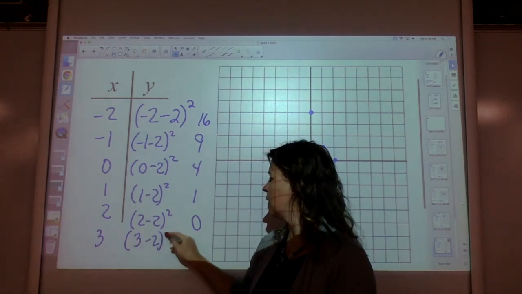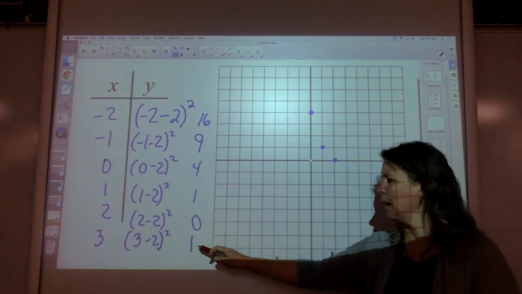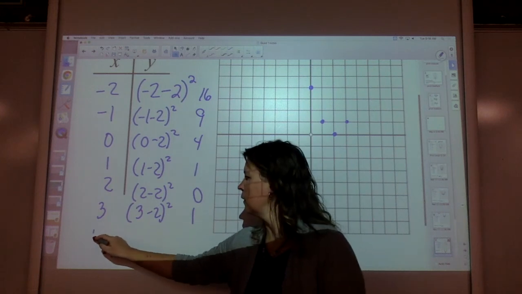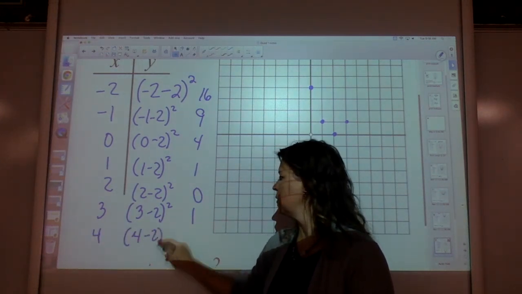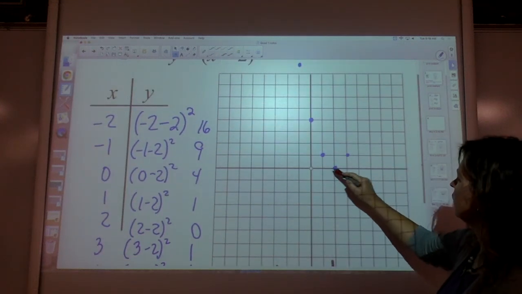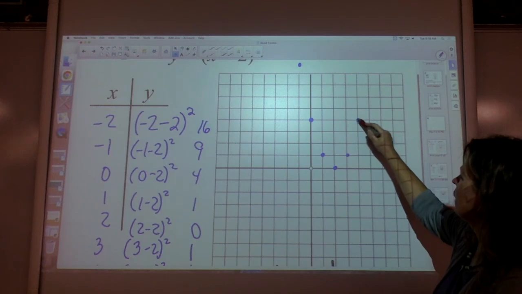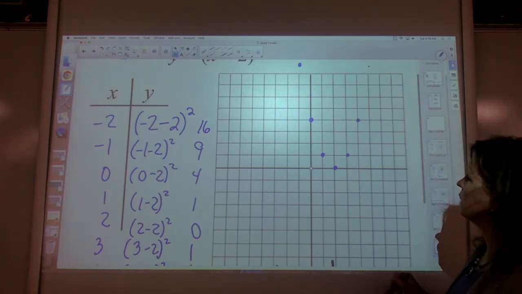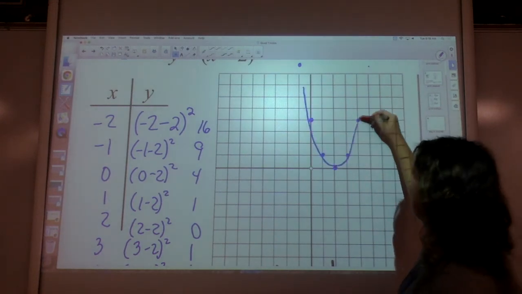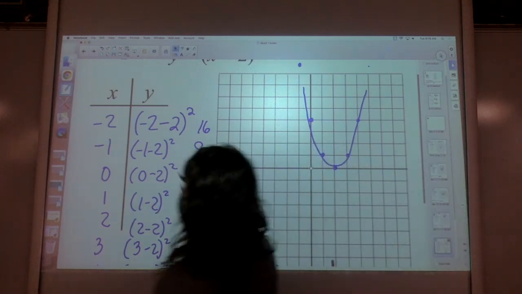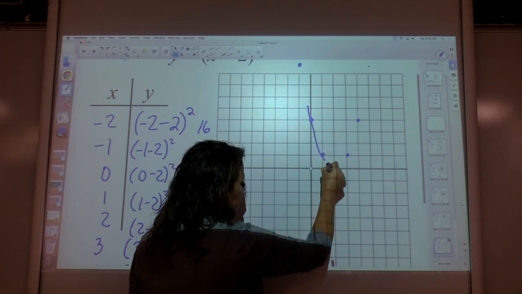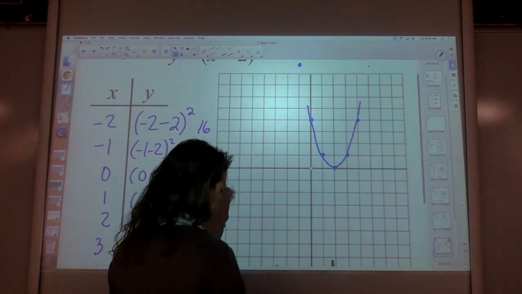3 minus 2 squared. Oh, I see it. We're going back up. Over 3 up 1. Let's try a 4. 4 minus 2 squared is 4. So we're going over 4 up 4. And you could do a 5, which will come out to a 9. And now you see your parabola. You've got to have at least 5 points. That was not a very good curve. Let's try that again. You've got to have at least 5 points to see about where your parabola is.